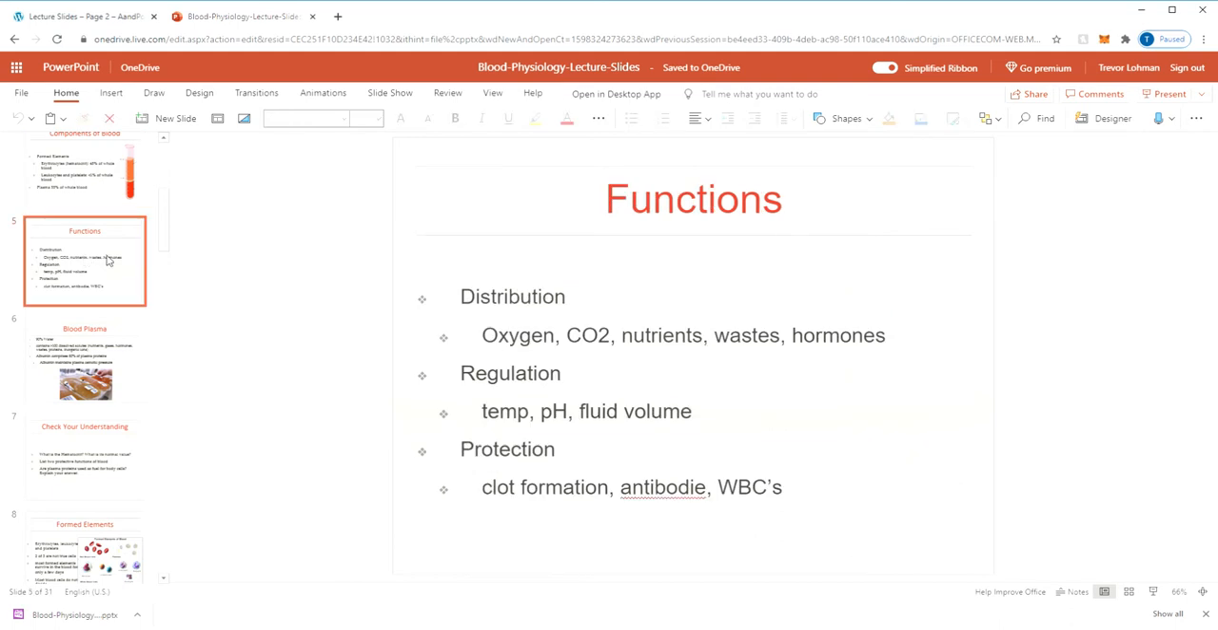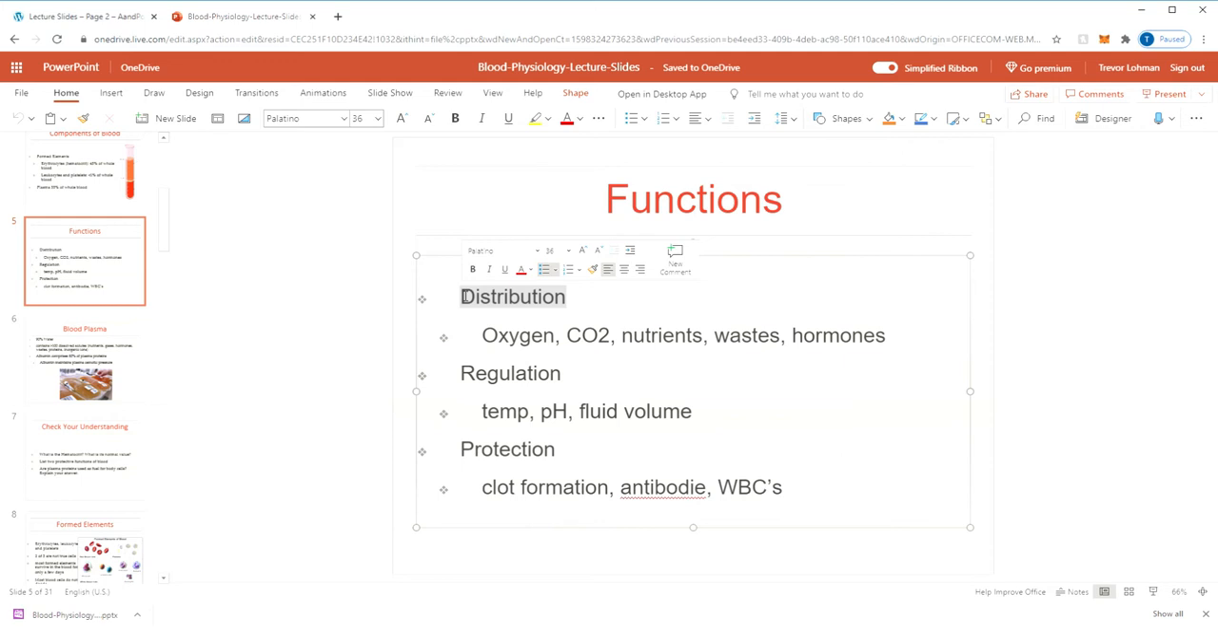Okay, so what does blood do? I think most of us know it's a distribution mechanism. It carries oxygen to your body's tissues. It carries CO2 from your body's tissues back to your lungs, delivers nutrients. It carries waste to the liver to be metabolized, to the kidneys, to the lungs, and then it's a hormone transport mechanism. So distribution is the main thing that we all know intuitively to be true. It also regulates temperature.